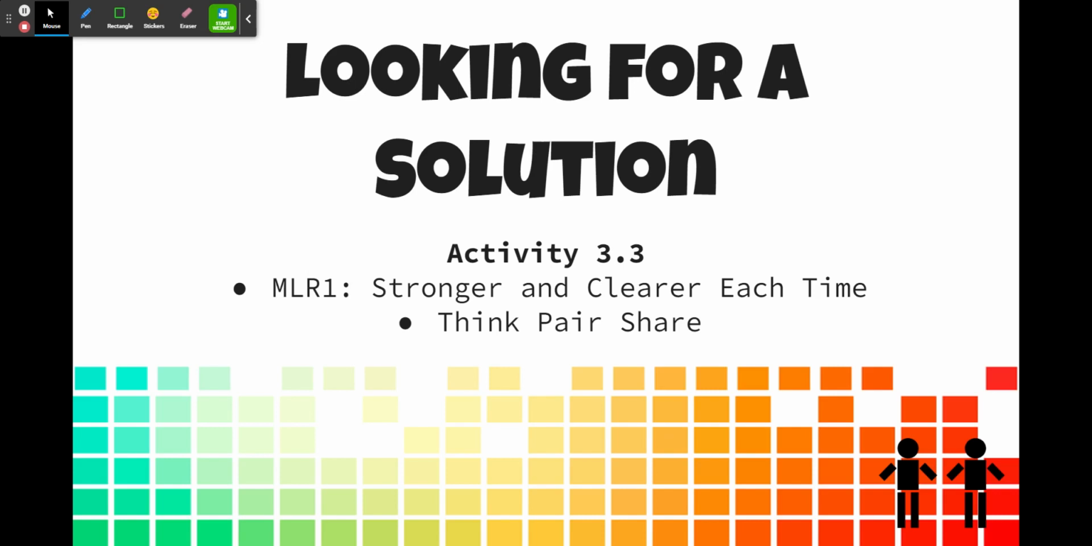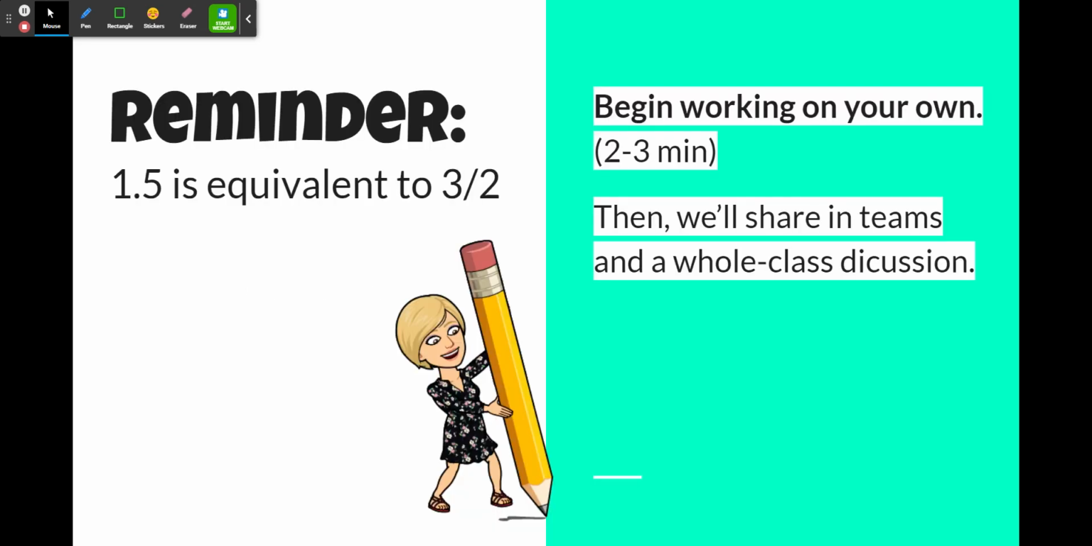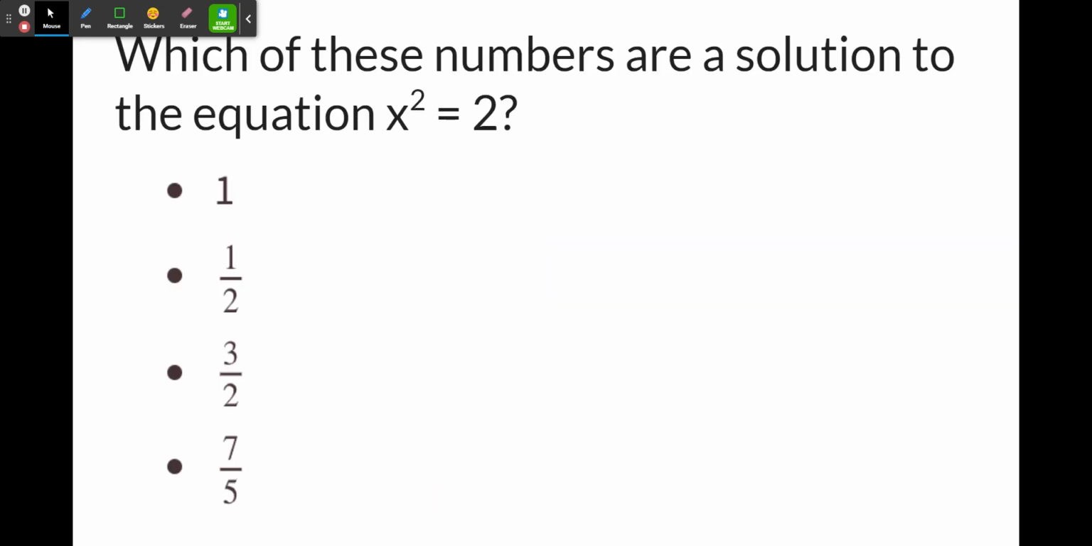Now we're going to start looking for a solution. When we're looking for a solution, we're going to get a little bit more in depth on whether we can find what the square root of 2 is. So reminder, 1.5 is equivalent to 3 halves. You're going to begin working on your own on section 3.3, looking for a solution. Which of these numbers are a solution to x squared is equal to 2? I'm going to give you guys about 2 minutes to try and figure this out.